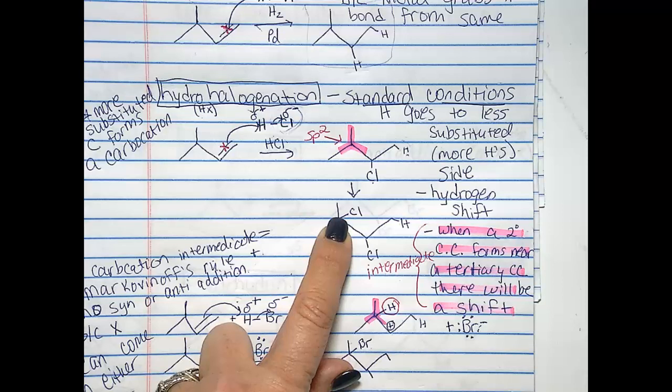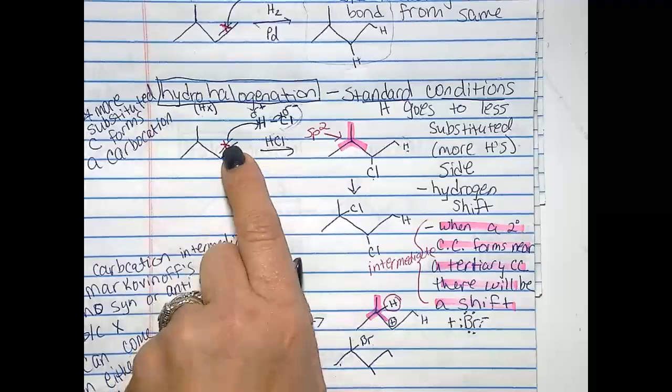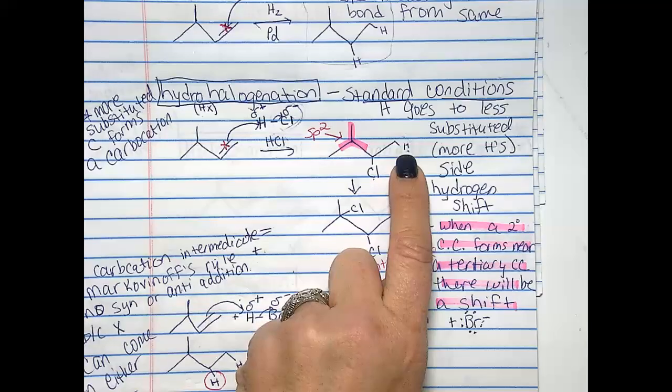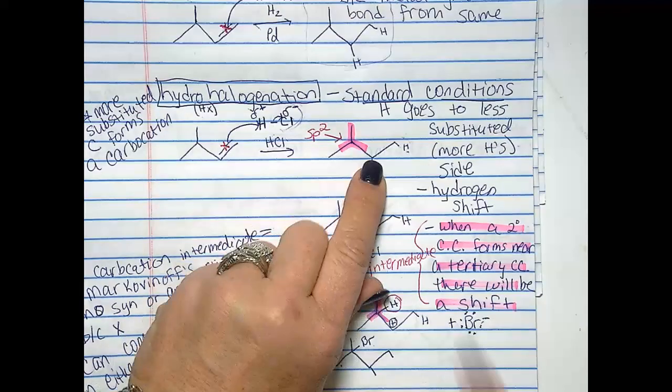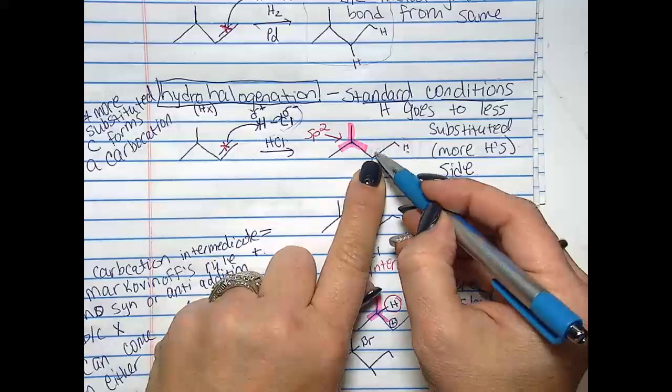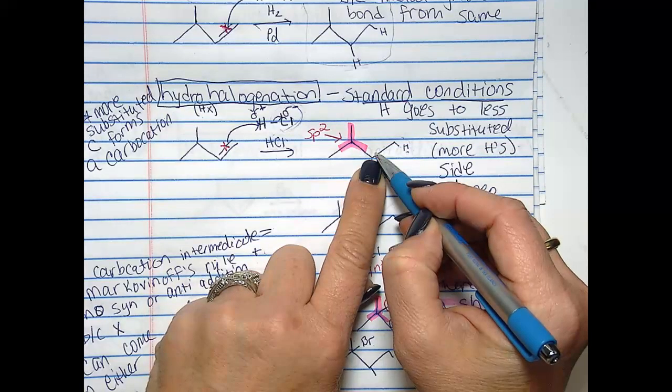Okay? Make sense? You want me to say it again? Yeah. Okay. When the pi bond is broken, hydrogen attaches. We do not get this though, because as soon as that first hydrogen attaches, this becomes a carbocation, a plus sign. Plus sign. When that happens, we get a hydride shift.